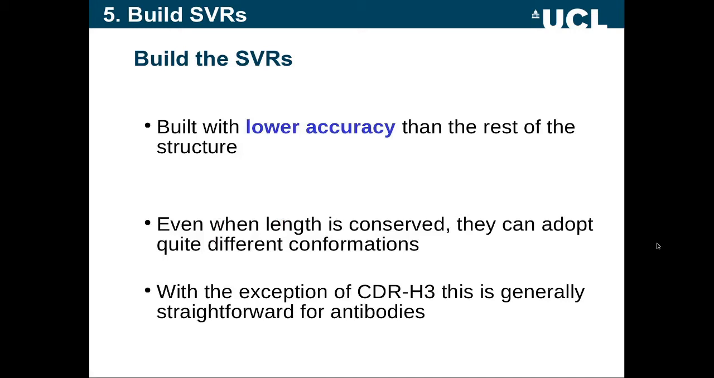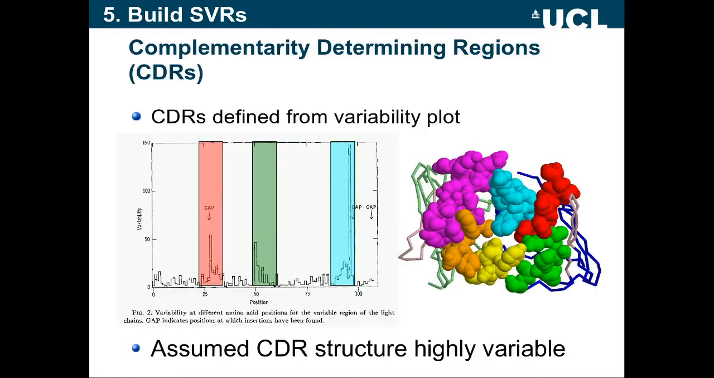Inevitably, the structurally variable regions will be built with lower accuracy than the rest of the structure. Even when the length is conserved, they can adopt quite different conformations. But in the case of antibodies, this is relatively straightforward with the exception of CDRH3.